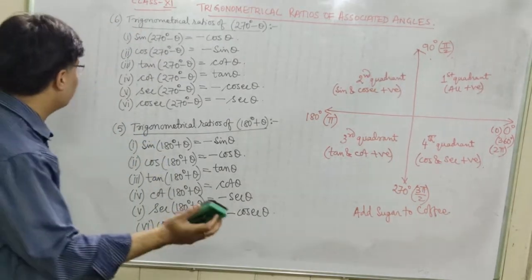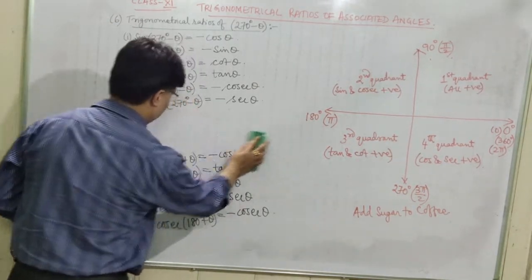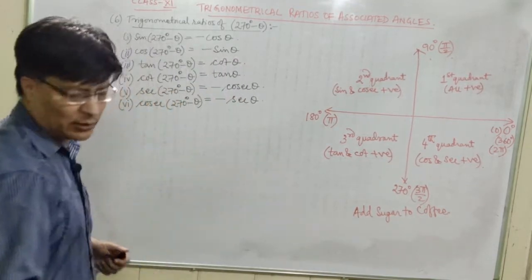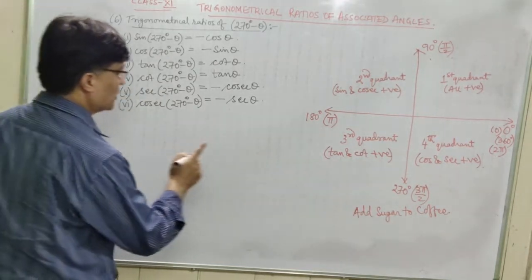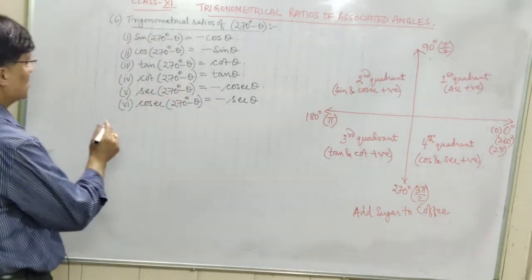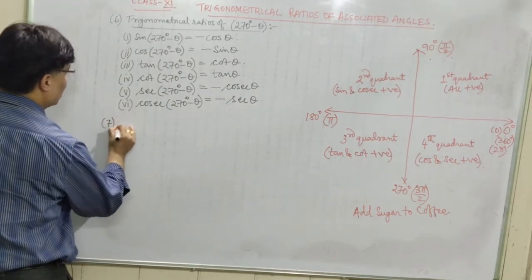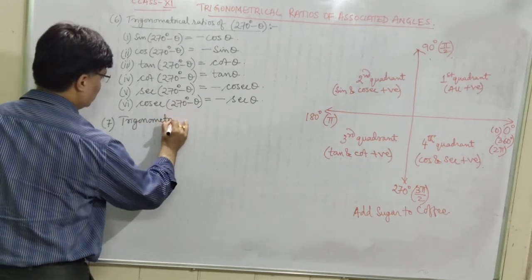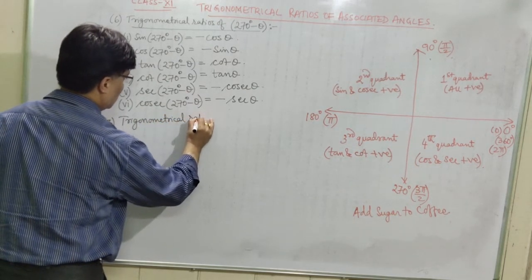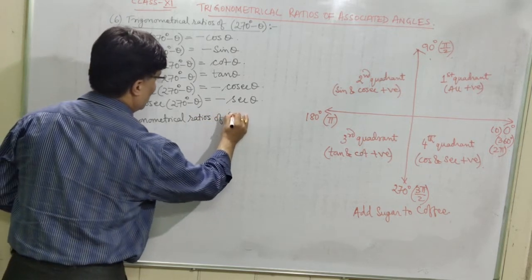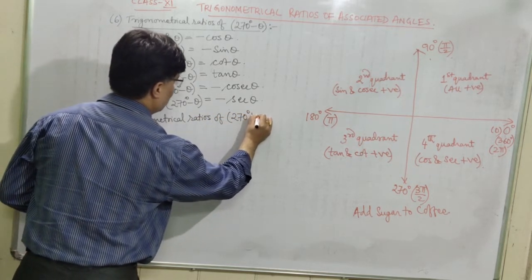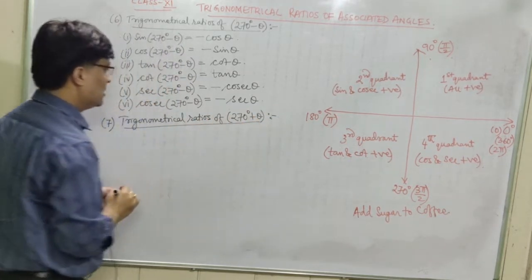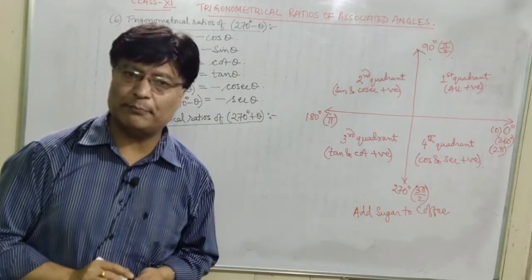So next one, now formula number 7. So let us do this formula number 7. So it is 270 minus theta. Now 270 plus theta. Now formula number 7, trigonometrical ratios of 270 plus theta. Right? Now let us do trigonometrical ratios of 270 plus theta.